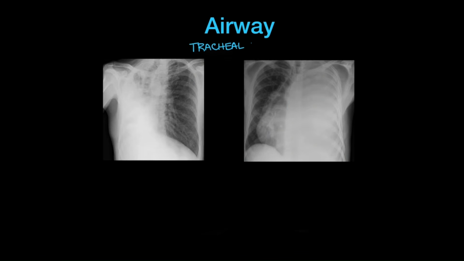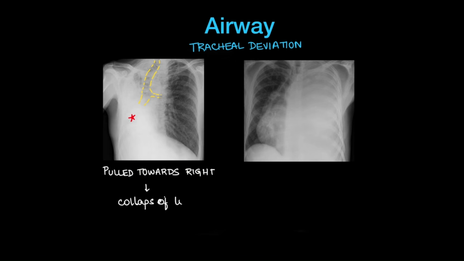Once you see tracheal deviation, please see the opacity is on which side. That will help you to see whether the trachea is pulled or pushed. In the first X-ray, you can see the trachea is deviated towards the right side, and the opacity is also towards the right side. That means that the opacity is pulling the trachea towards its own side, that is the right side. That pulling of the trachea is because of collapse of the right lung.